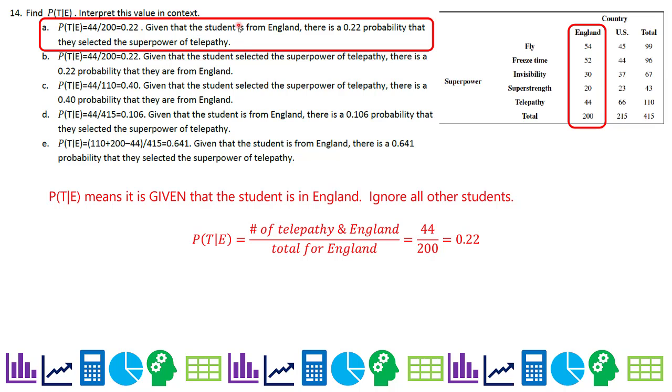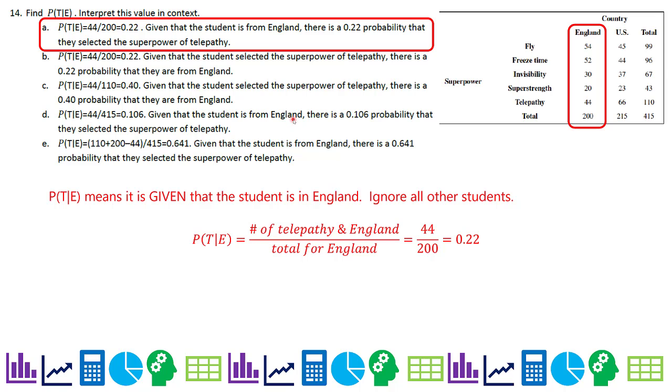So the only difference between these two, they have the same answer. One says given the student is from England, the other one says given the student selected telepathy. We were given that they were from England, so that's how we know to interpret that. Given that the student is from England, there's a 0.22 probability that they selected the superpower of telepathy.